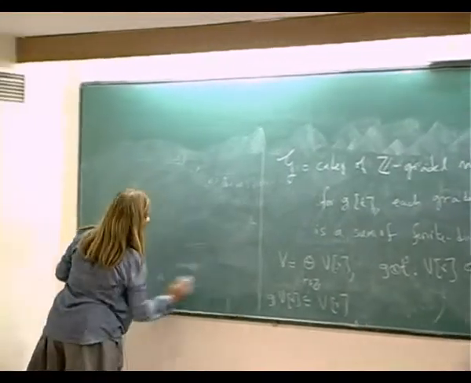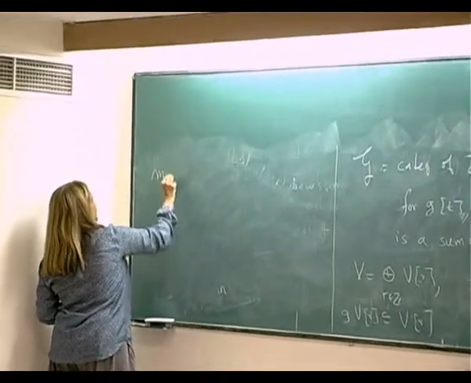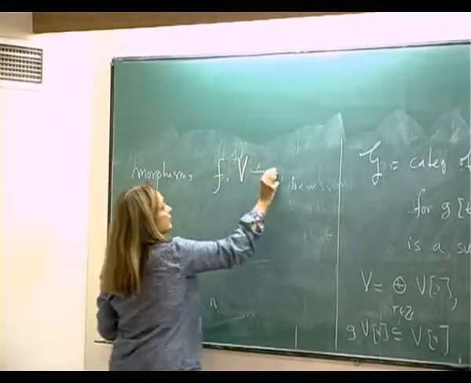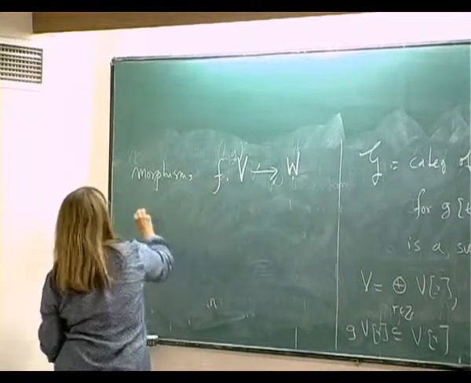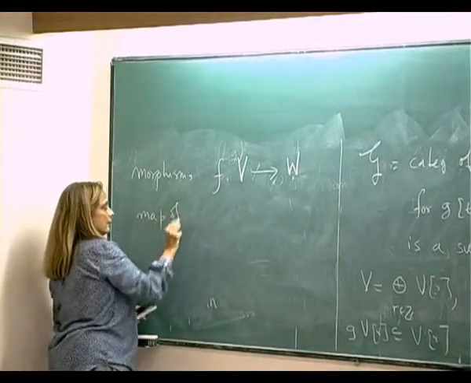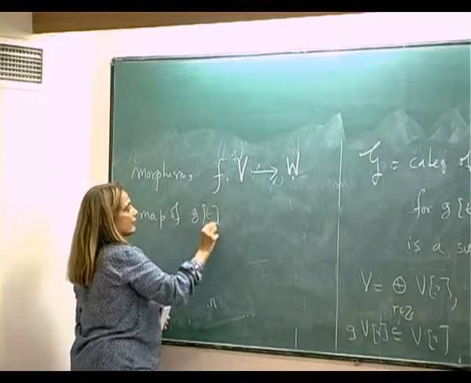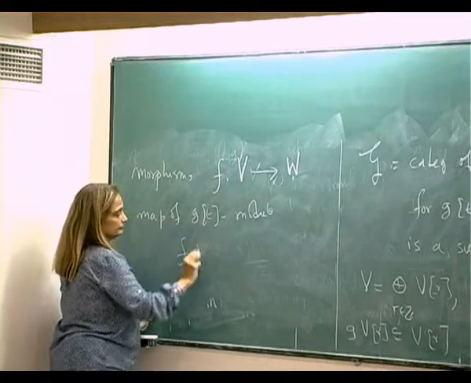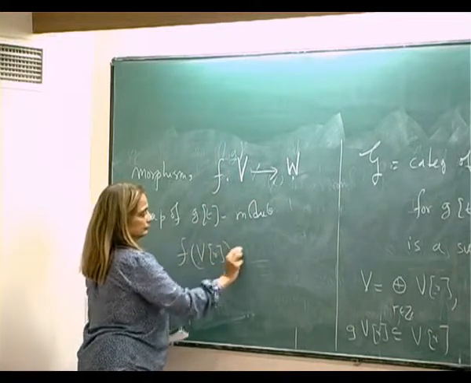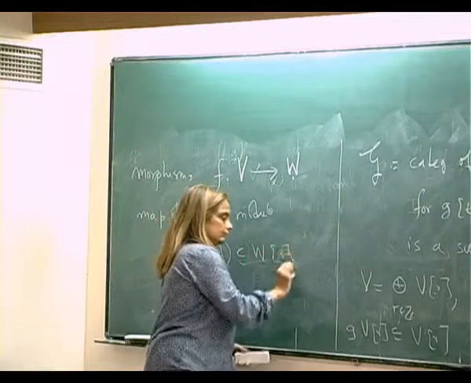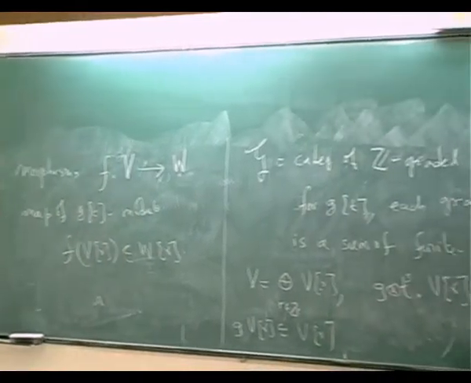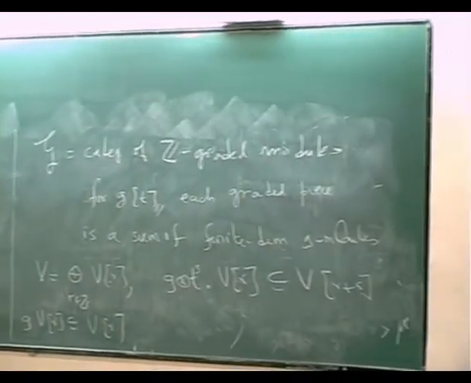And the morphisms in the category, so a map from V to W, this must be a map of GT modules, and it must preserve the graded pieces, so they're degree 0 maps. Okay, so this is our G.